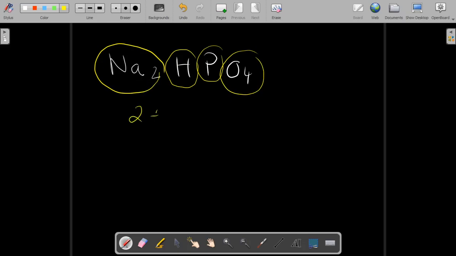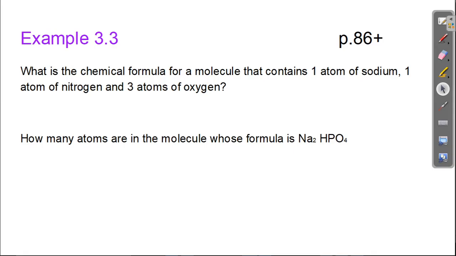You have 2 plus 1. If there's nothing, there is a 1. Another 1 here, and here's a 4. So put them all together, and you'll see that it has 8 atoms. So even if you don't know the names, you haven't learned them yet, you still can count atoms in a molecule. You're going to do these on your own.